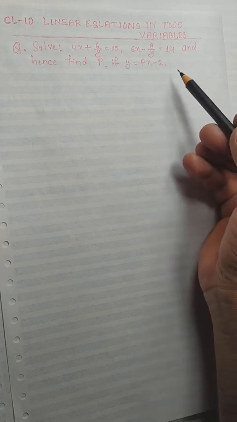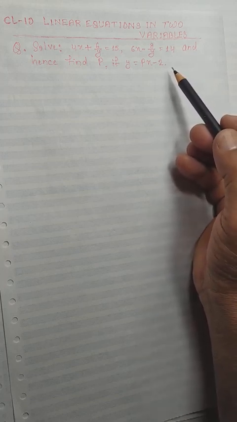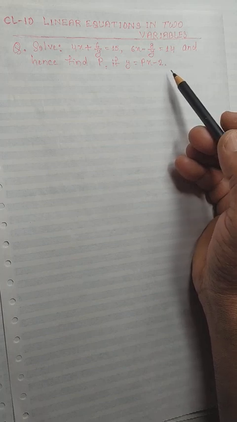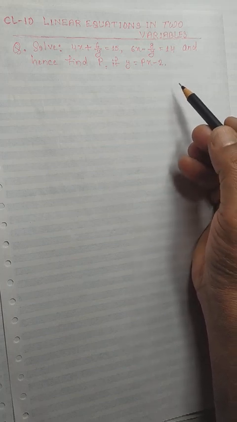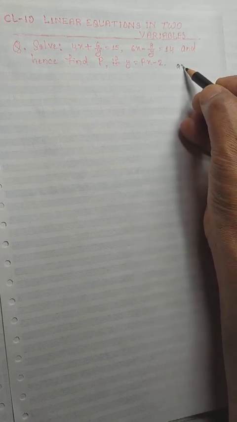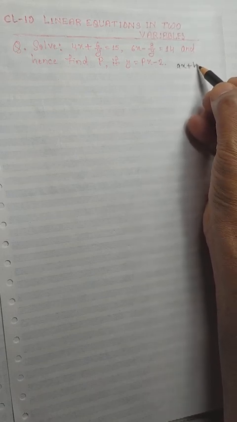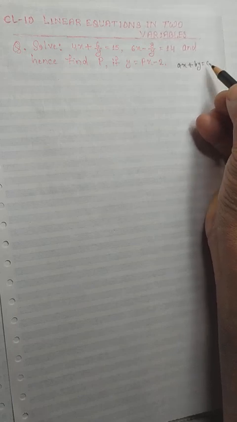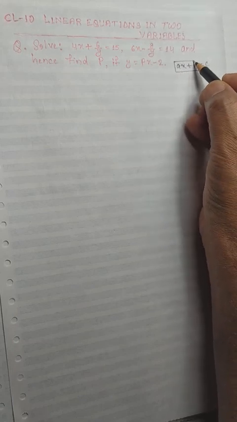Once again in this video we are going to learn how to solve linear equations in two variables. We are learning to solve equations of two variables which are not in the general form of a linear equation. That is, as you all know, ax plus by equal to c is the general form of a linear equation in two variables.